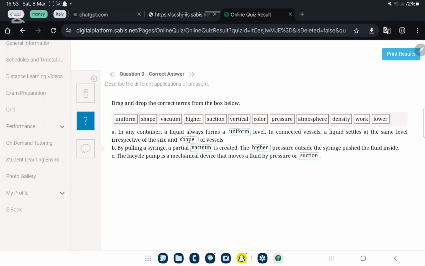This one you have to understand it or memorize it. In any container, a liquid always forms a uniform level. In any container, the liquid is going to have a uniform level. You're not going to see a liquid going up like this. Use your common sense. In connected vessels, even if it's in a connected vessel, you can see it here, for example, like this.